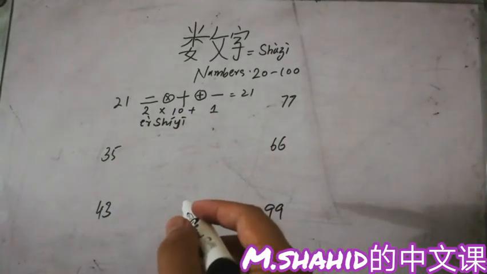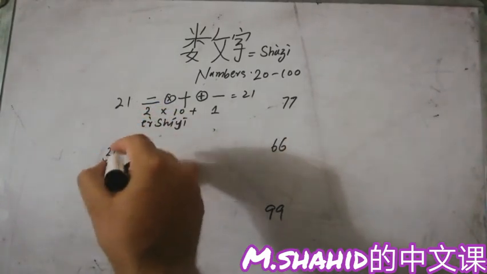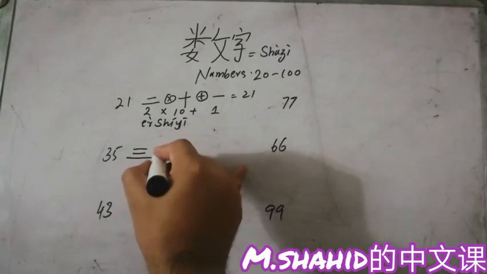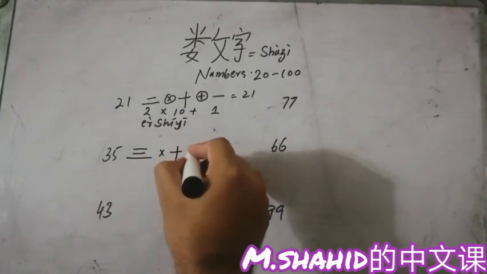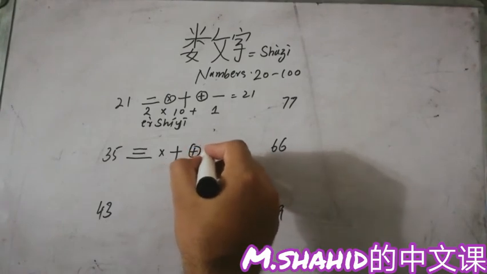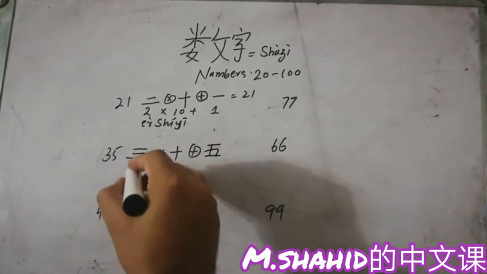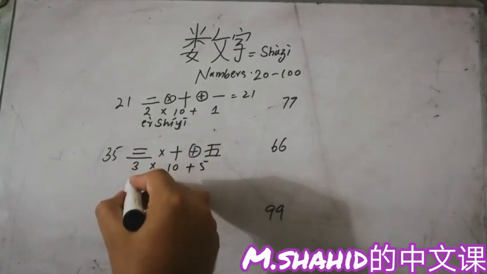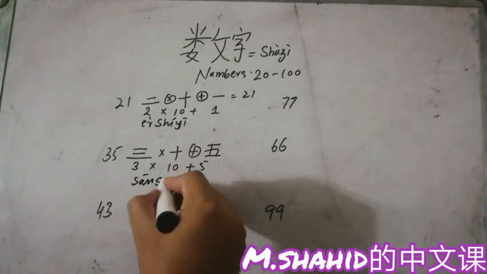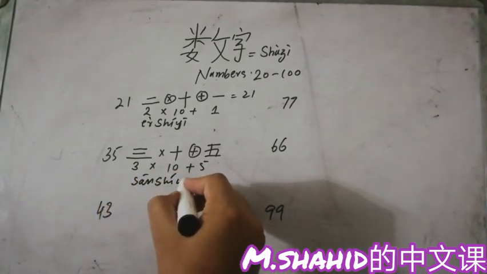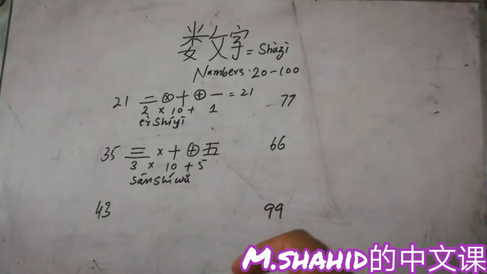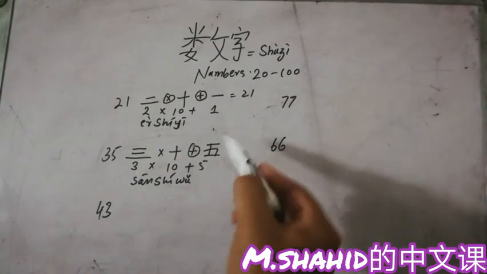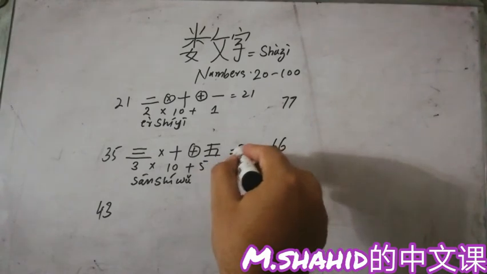Now for writing 35, you need to know three numbers also: 3, multiply it with 10, and then add 5 to it. So it is 3 multiplied by 10 plus 5, which is 35. 3 multiplied by 10 is 30, and if you add 5 it becomes 35.